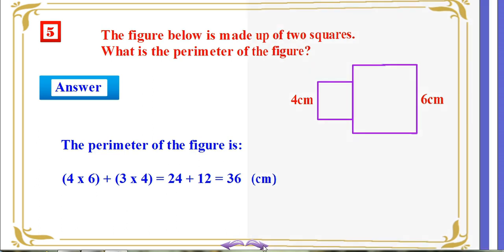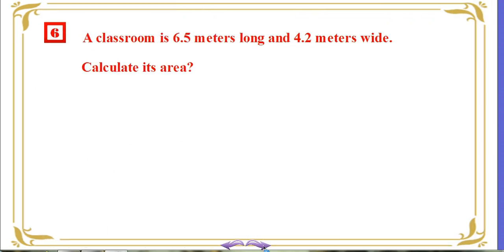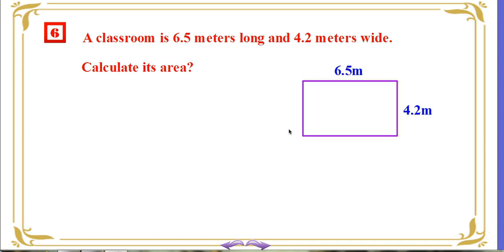We continue with exercise number 6. A classroom is 6.5 meters long and 4.2 meters wide. Calculate its area. The classroom is rectangular, so calculating the area of a classroom means calculating the area of a rectangle. The formula for calculating the area of a rectangle is to multiply its length by its width.